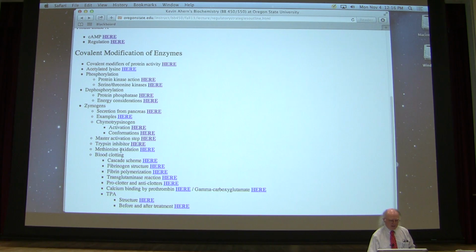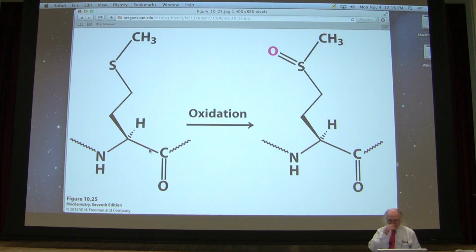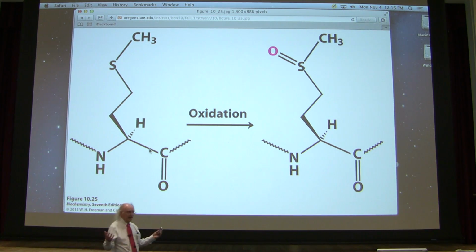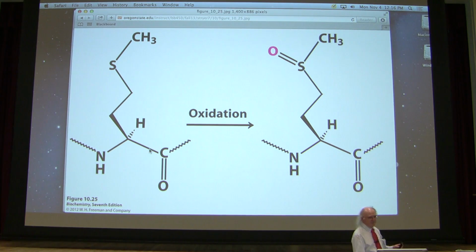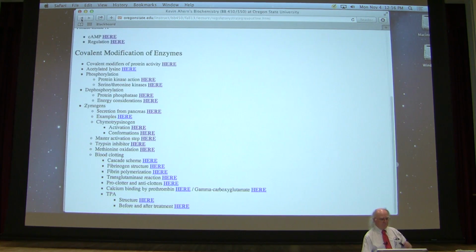Let's see. So that's that. Here's the methionine oxidation that actually occurs. There's the methionine residue. And we can see that this sulfur has just a simple oxygen that's added to it, but that's sufficient to stop or significantly reduce the binding of alpha-1 antitrypsin to the elastase, and consequently the elastase is left in a more active state.